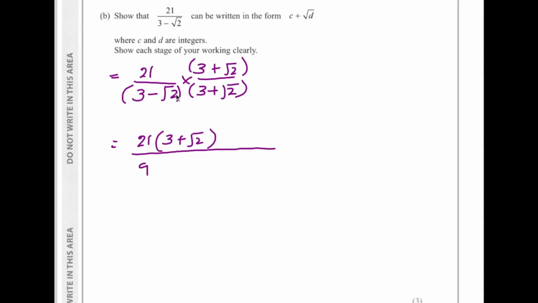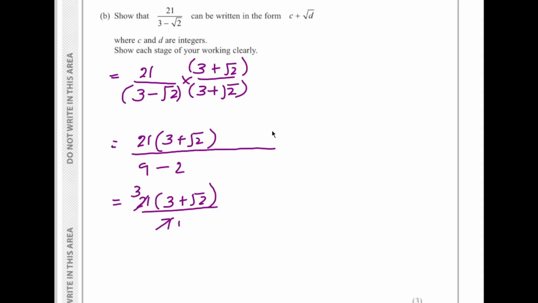You can use the calculator straight away to get the answer, but not this one. So apply the values into the calculator and get the answer. 3 into 3, 9. Root 2 into root 2, it is minus 2, which becomes 7. So 21 times 3 plus root 2 over 7. Now you can see why I didn't multiply. This happens most of the time. We can cancel out this one and this one.